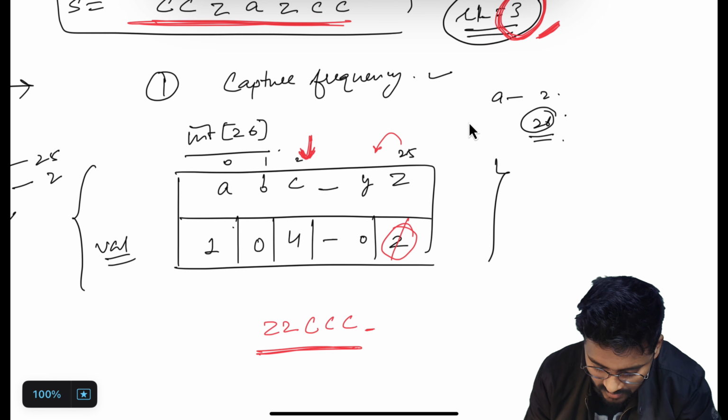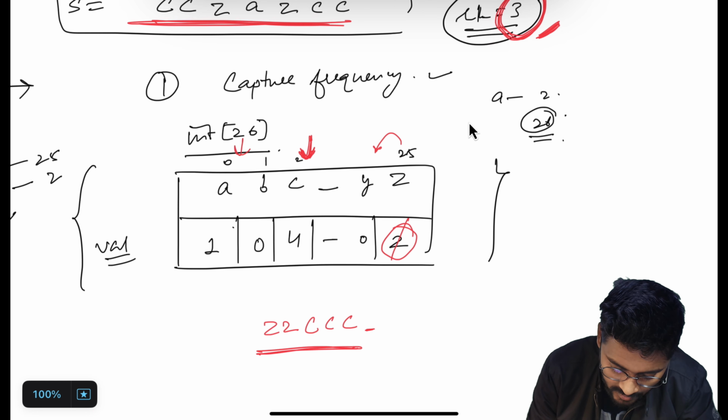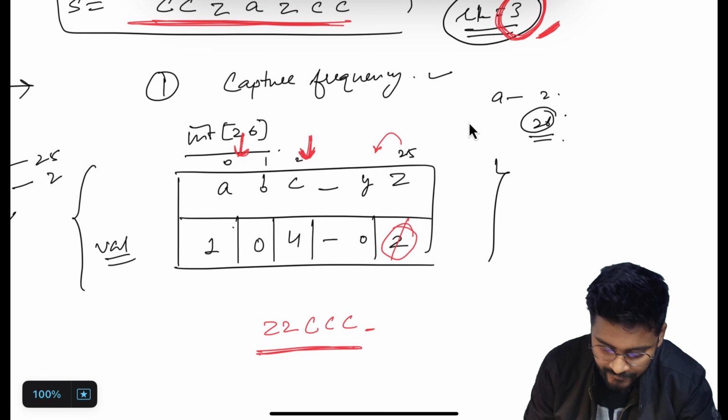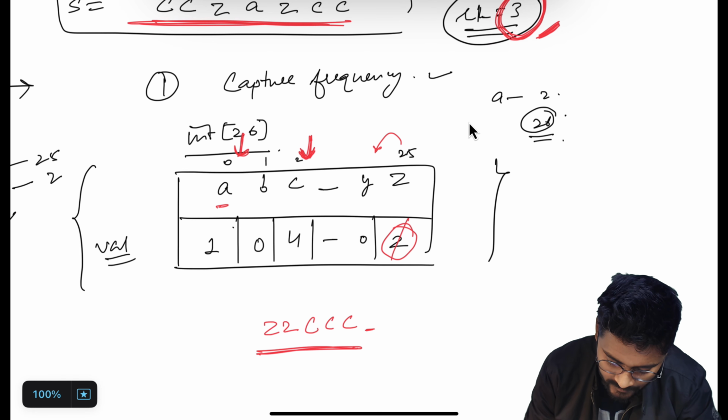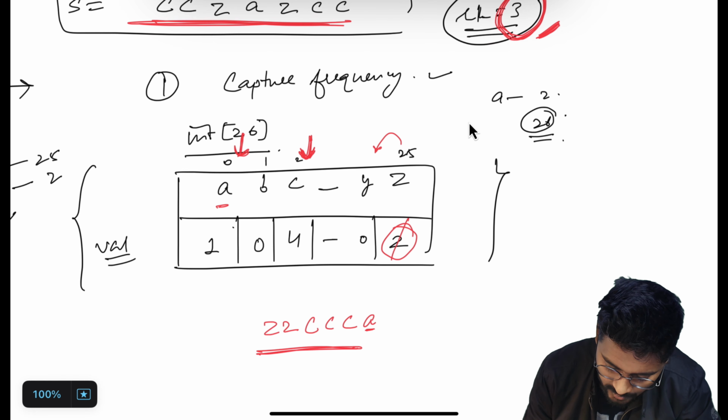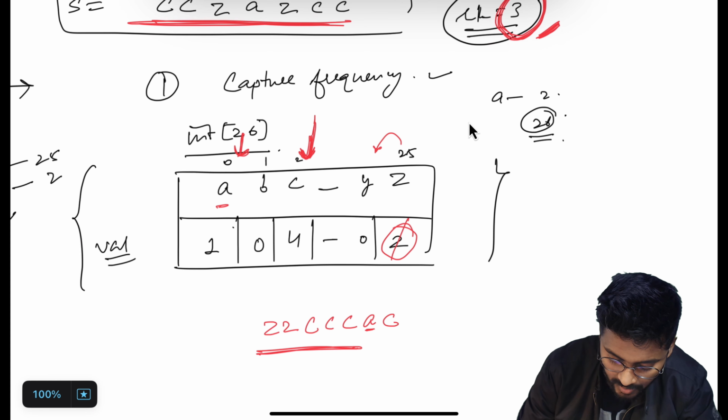So to adjust the character, just pick the largest which is less than C. Largest which is less than C is A. So I am adjusting A here, and then I can utilize my remaining C. This pointer will remain here.